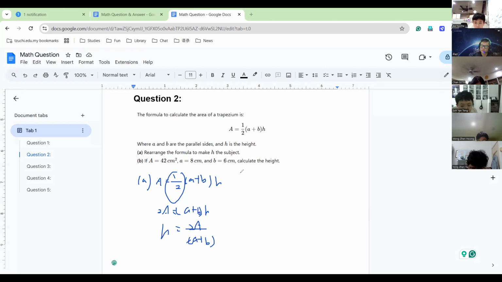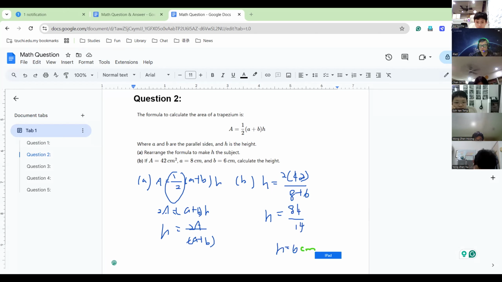And then when I substitute the number into it, will become H equals to 2 times 42 out of 8 plus 6, which is 2 times 42 is 84, and then out of 14, so H will be 6. Any question? Okay, so yes, we have H equal to 6 cm.